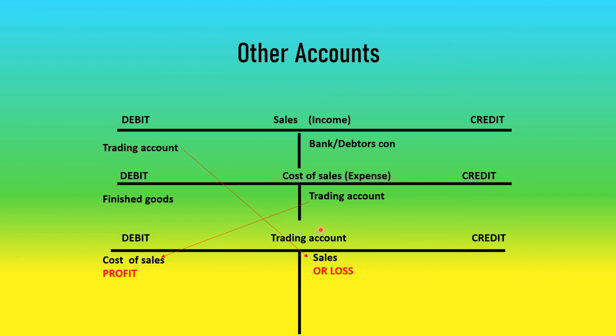Now we use the trading account to determine if we made any profit, and if we made any profit, how much profit we have made. So we record all our sales on the credit side and all our cost of sales on the debit side in the trading account general ledger. And when we're balancing it off, if the balance appears on the debit side, we have made a gross profit, and if the balance appears on the credit side, we have made a gross loss.